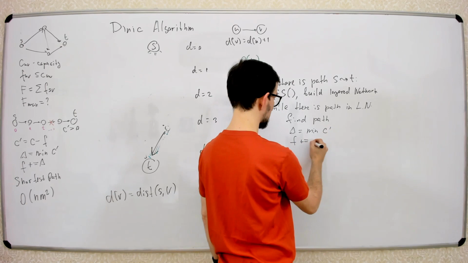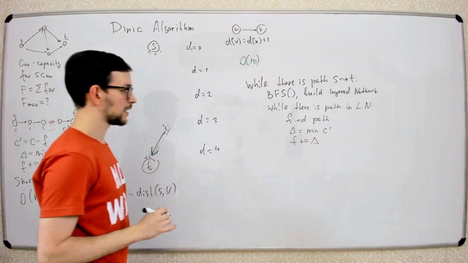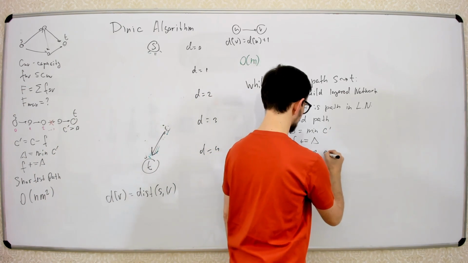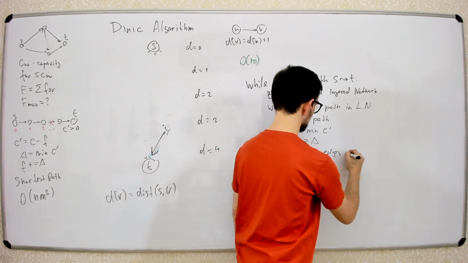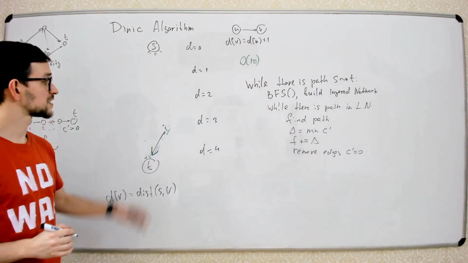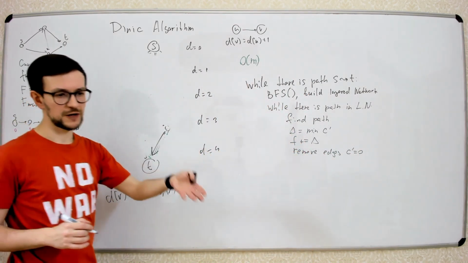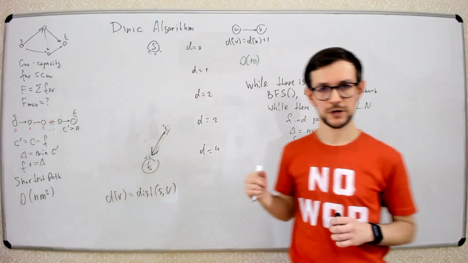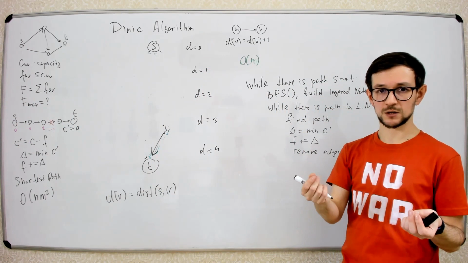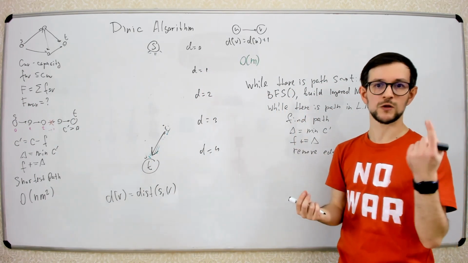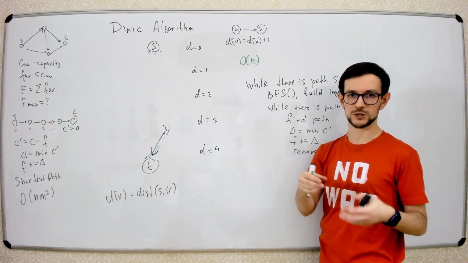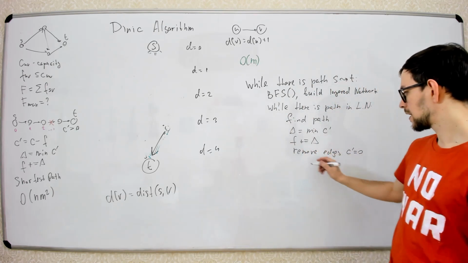Increase the flow by this delta. Remove 0 edges. No, there is at least one edge, right? There may be several edges. If you have several edges of the same minimum capacity, then all of them will be removed, but at least one of them will be removed. So we'll remove all the minimal edges. If there are multiple minimal edges, they all will be removed.